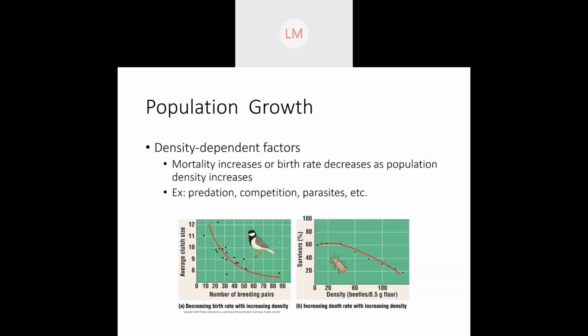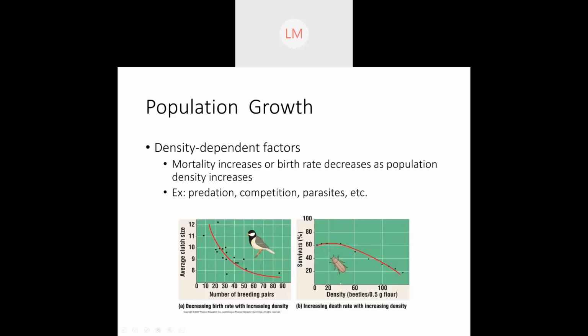So you can see here, we've got some examples. We've got our bird population here. We've got the number of breeding pairs and then the average clutch size. So the number of eggs, the average number of eggs that's being produced when there's a certain number of individual birds in that population. When we have a low number of breeding pairs, we have a lot of eggs produced in a clutch. But as this population increases, we see a decrease in the number of eggs that are produced. So this is a density dependent factor that's at play here.